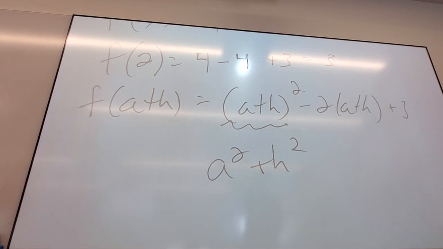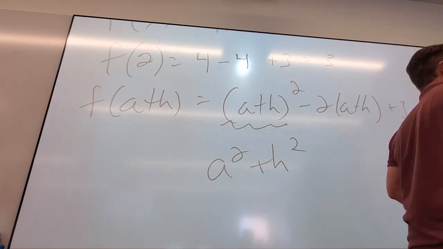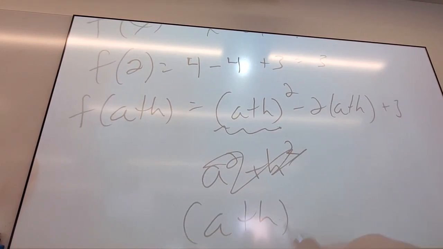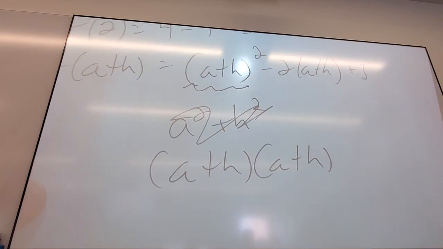What is a plus h? It's a number I don't know yet. How do I square it? I write it twice, and then I multiply it out. And when I do that, what do I have to do? Distribute. Yeah, I like what you just said. Repeated distribution, because FOIL is dumb, but it's okay.